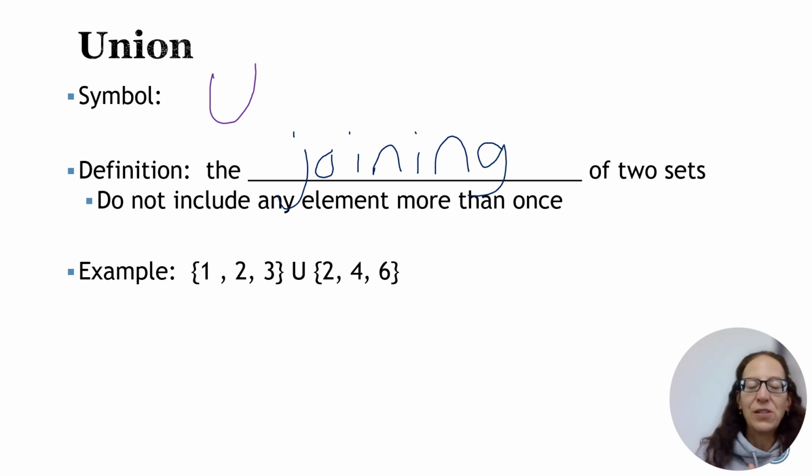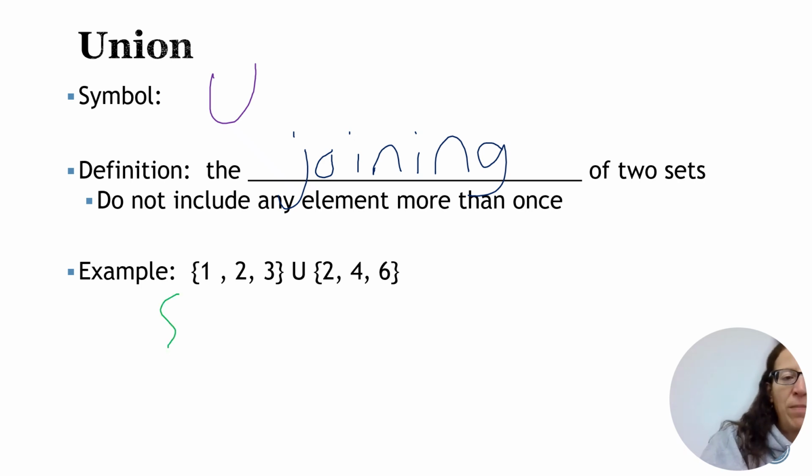Okay, it's one person, and just because it's somebody's brother-in-law and someone else's brother, they don't get duplicated. So here's an example of a union problem. We have here the set of 1, 2, 3, and we're going to union that with the set 2, 4, 6. And so we're going to join the two sets together.